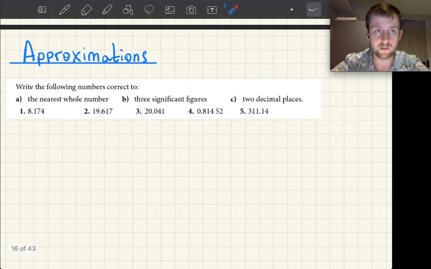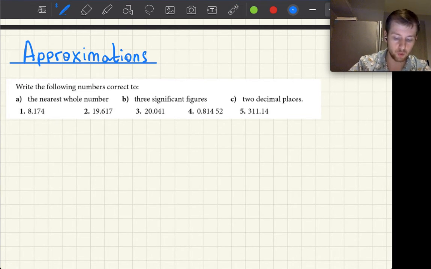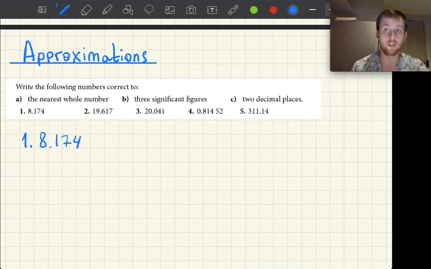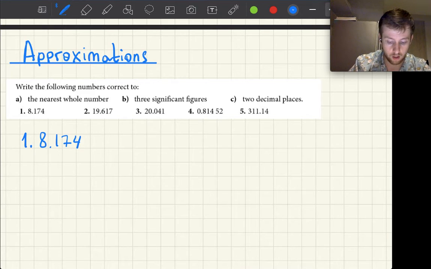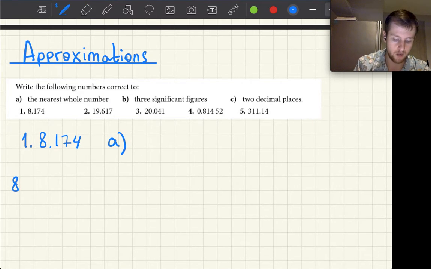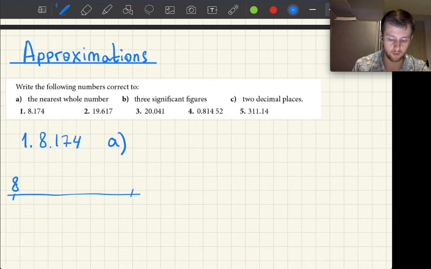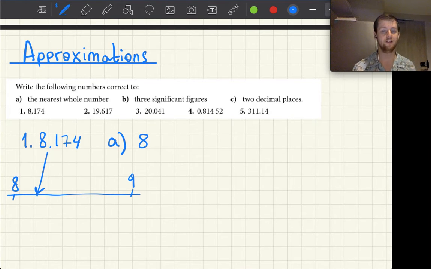First of all, approximations. Write the numbers correct to the nearest whole number, three significant figures, and two decimal places. Let's start with the first number, which is 8.174. The nearest whole number: there's 8 on one side and 9 on the other side, if we try to measure it on a ruler. It's way closer to 8, so 8 is the nearest whole number.